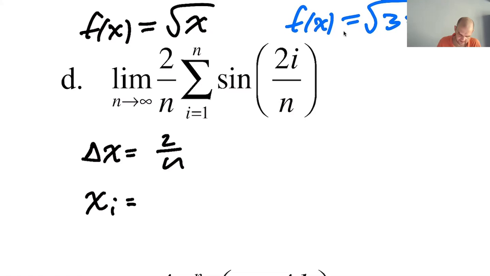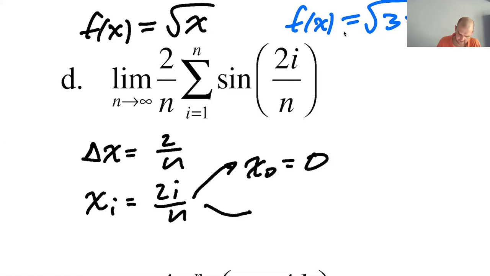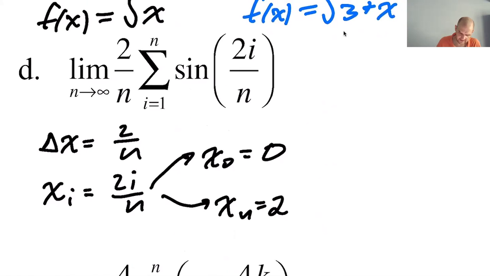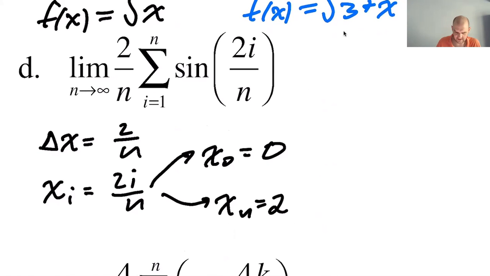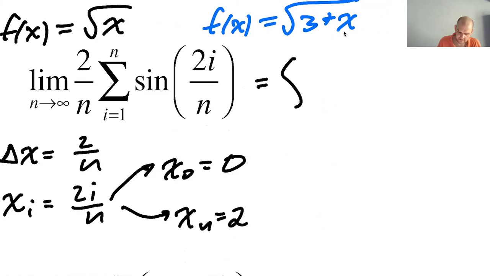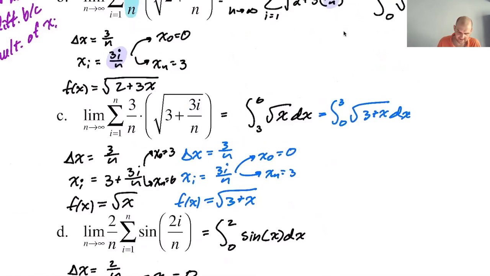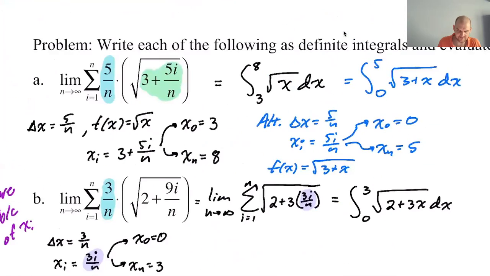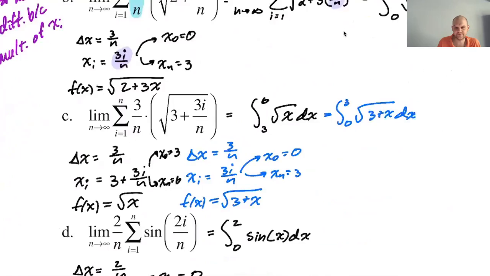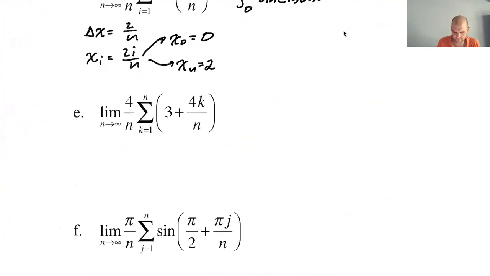So xi is 2i over n. Let's find them because I keep forgetting. x0, xn, and then f of x is sine of x. So this will be the integral from 0 to 2. By the way, we don't need a calculator on any of these because we can find antiderivatives for all of these. It's not impossible, but it doesn't really ask us to.